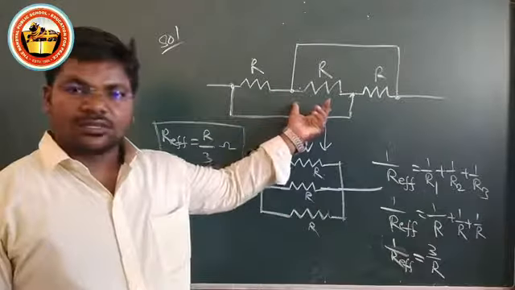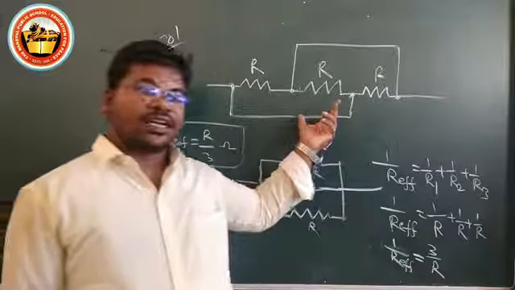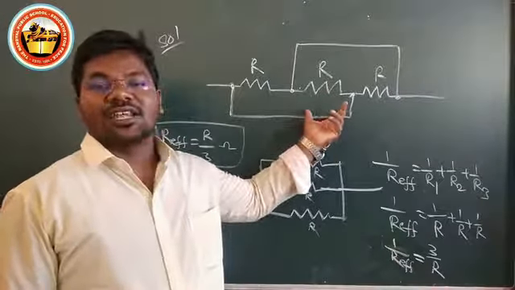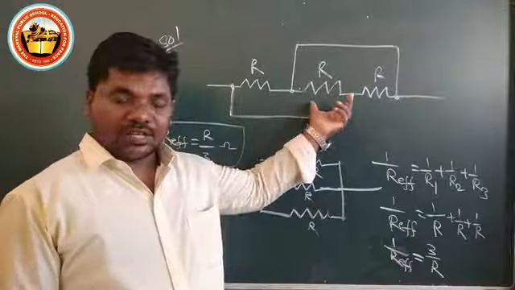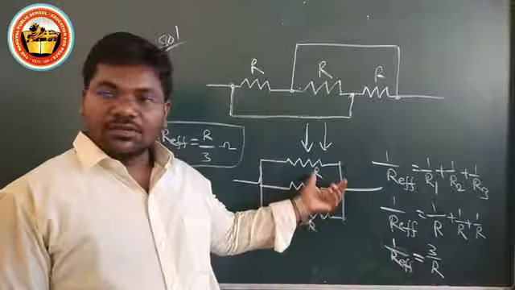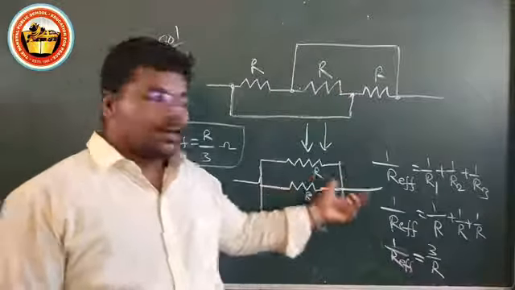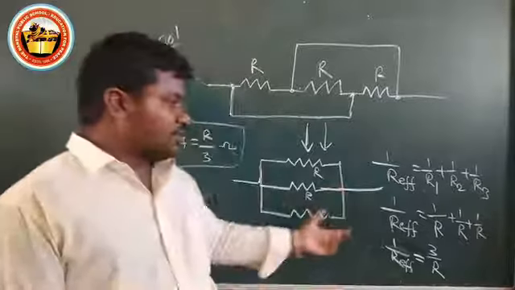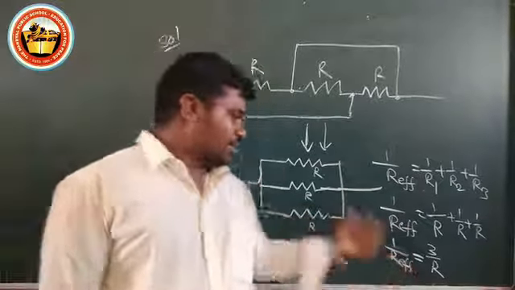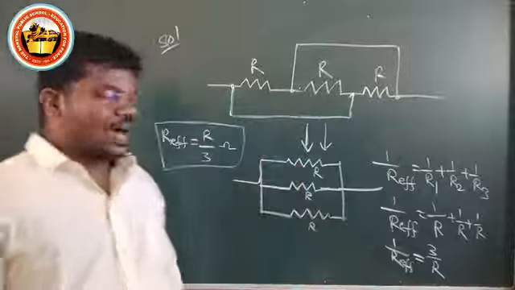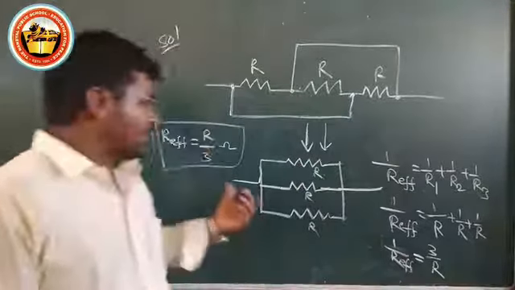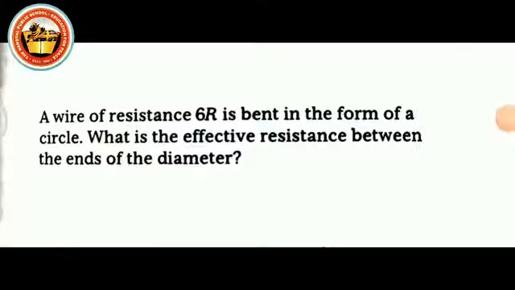So for this type of circuit diagram we can have an equivalent circuit diagram. This circuit we can change like this. These three resistors are parallel. By using the parallel combination, we can get the answer. R effective is equal to R by 3 ohms.